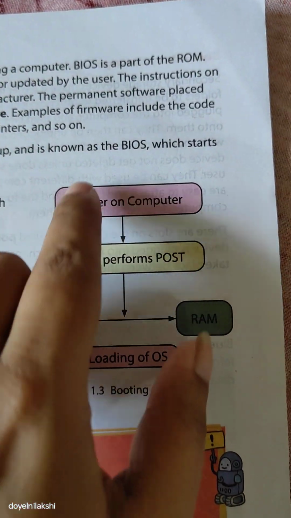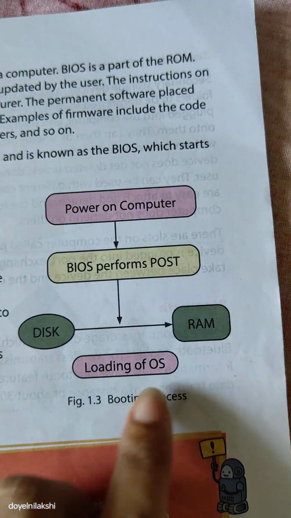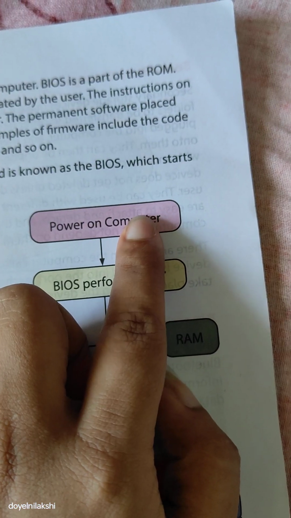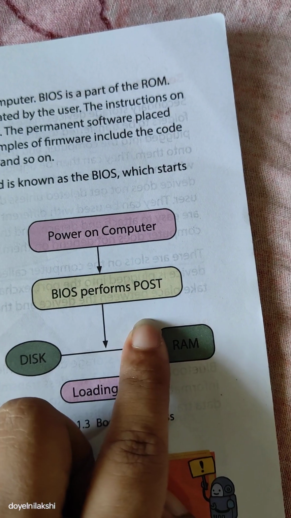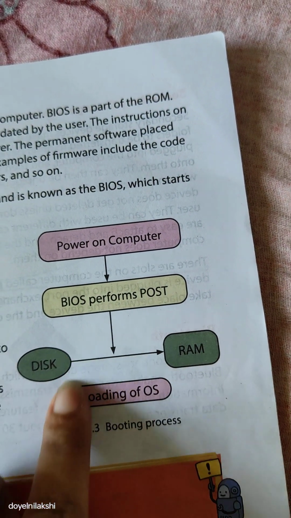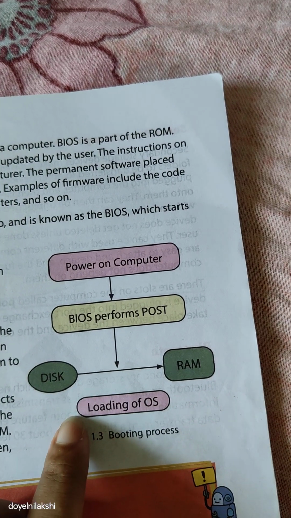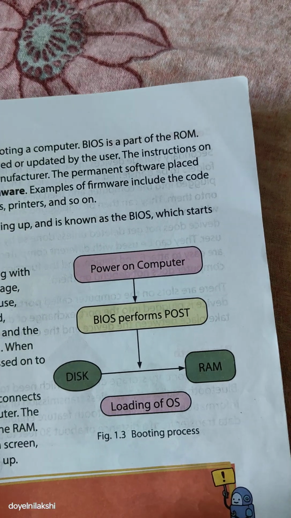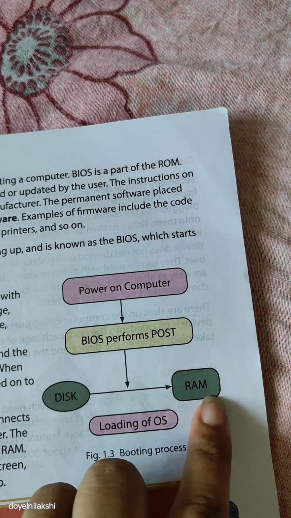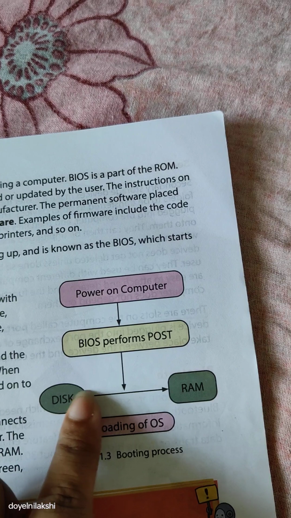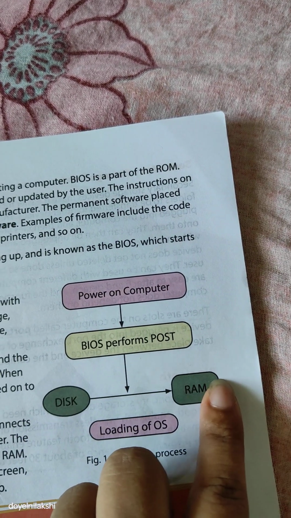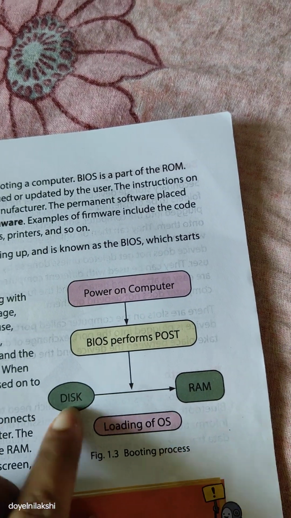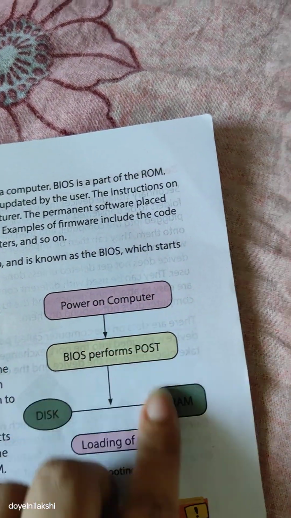And this is the diagram. This is one of the most important diagrams. It is the booting process diagram. Power on the computer. When we power on, the BIOS performs the POST, then POST passes the control to the OS, and all the data access is stored in the disk and RAM. RAM is the random access memory and disk is the secondary storage memory. This is the structure of the booting process.